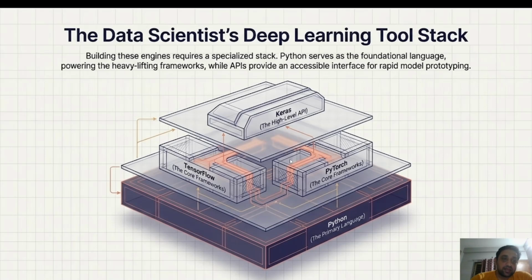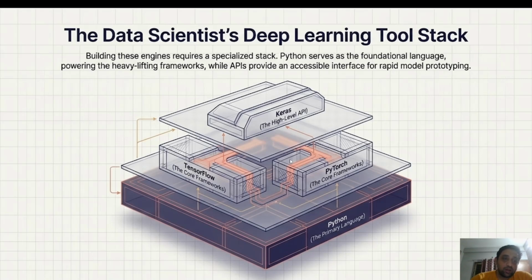Python is the universal language of data science and AI. Its readable syntax, massive library ecosystem, and strong community make it the primary language for virtually all deep learning work. If you don't know Python, start here. The core frameworks, TensorFlow and PyTorch. These are the two dominant deep learning frameworks, and they are genuinely powerful.